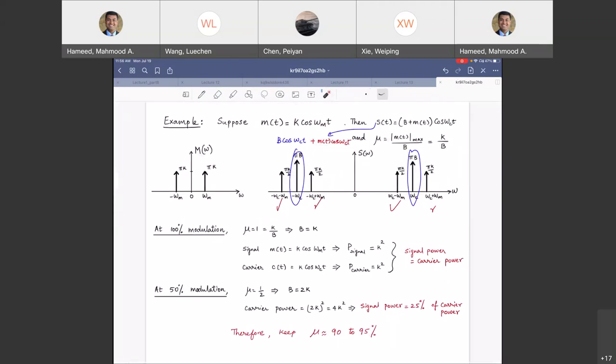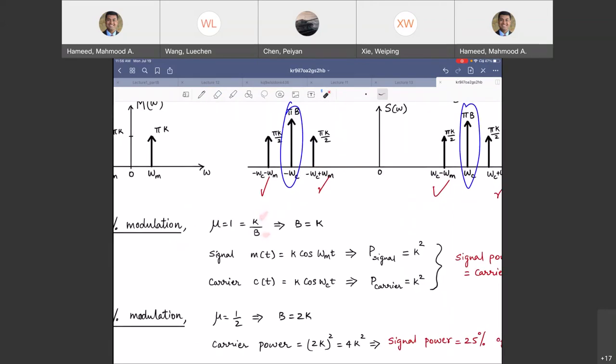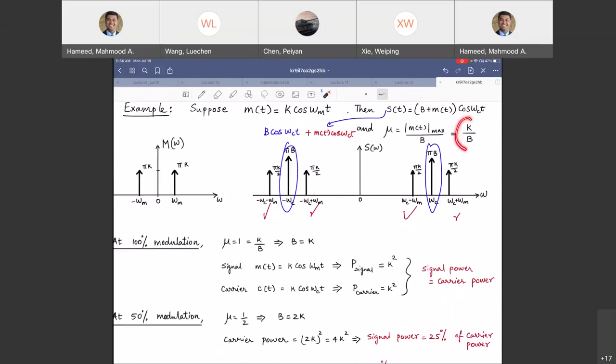All right, so at 100% modulation, that means that the modulation index is one. What do you have? K equals B, right? So mu was K divided by B. Mu equals one means K divided by B equals one. That means B equals K. The bias that we are choosing exactly matches the amplitude of the message. So what would be the signal? What would be the carrier? Well, the signal would be the same, right? K cosine omega_m t.